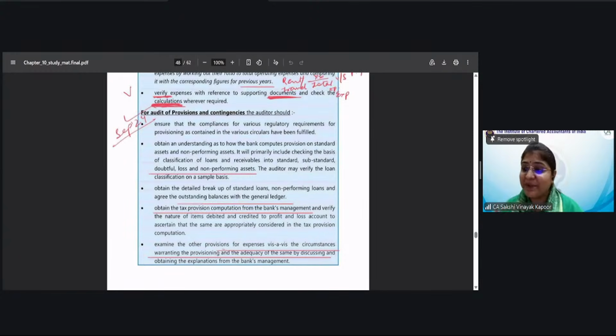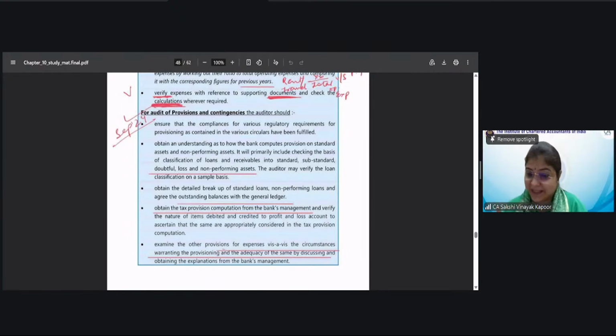Then you will examine the completeness of interest accrued on the entire borrowings. Whatever borrowings have been made by the bank, is interest being accrued for the same? Then you will also recompute the interest accrual, to see whether the interest accrued is correctly done or not. You remember your assertions, ICAI ORR. So that recalculation and recomputation, you will recompute the same.